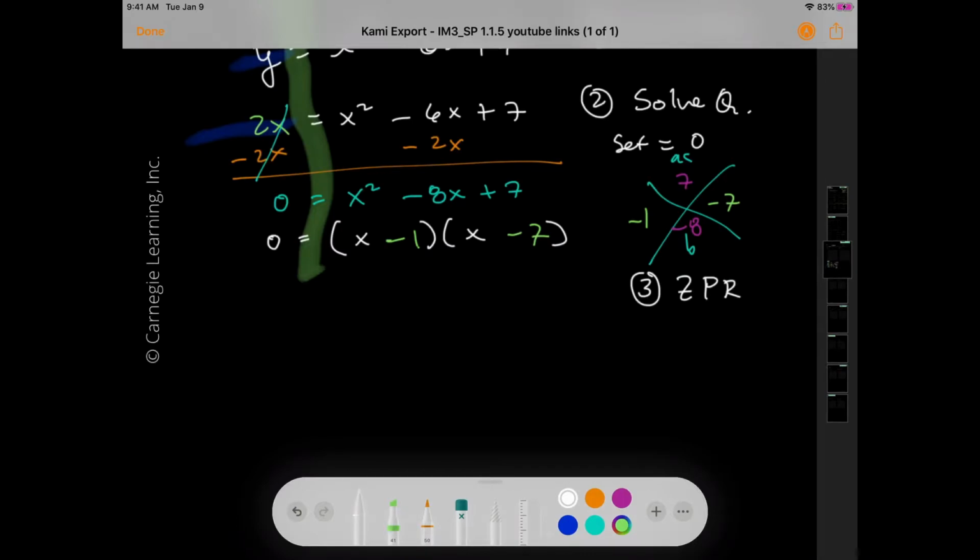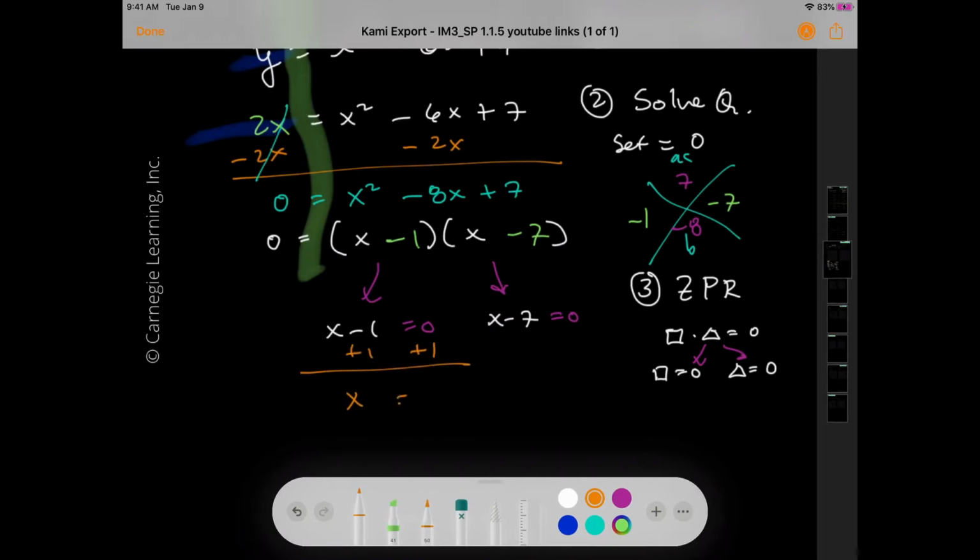Now to solve, I'm using the zero product rule. Remember my little analogy: square times triangle equals 0 implies that the square has to be 0 or the triangle has to be 0. So you set each factor equal to 0. I have x minus 1 equals 0 and x minus 7 equals 0. You don't need those parentheses because there are no operations on the outside. Adding 1, we get x equals 1, and over here x equals 7.